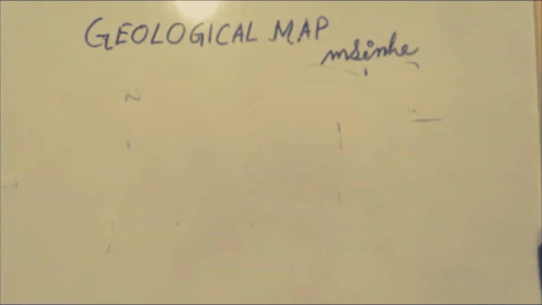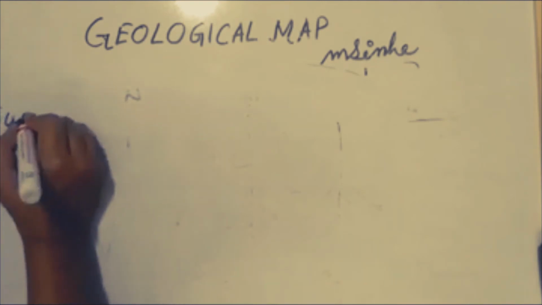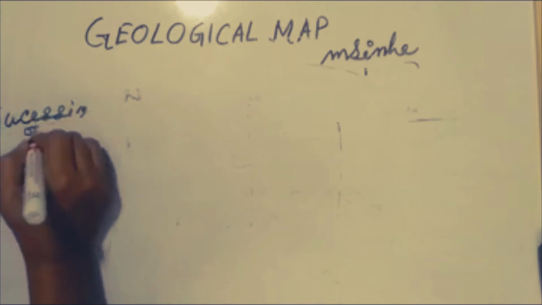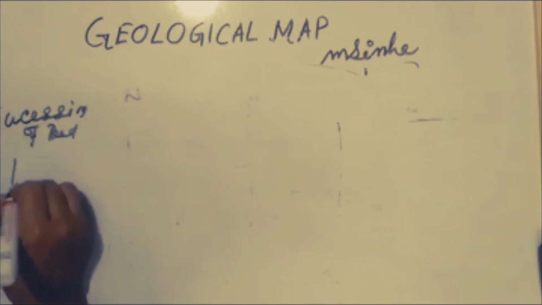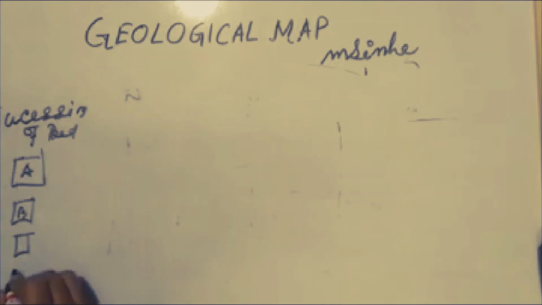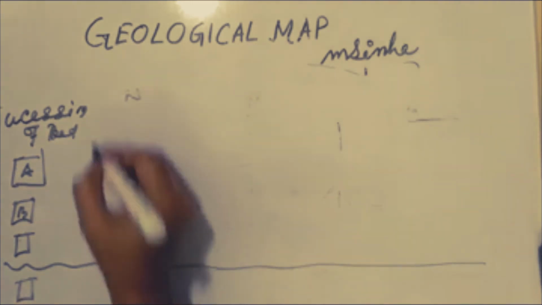For a geological map, from the left-hand side I am starting the succession of beds. Suppose bed 1, bed 2, bed 3, and so on. Then suppose a line of unconformity, then lots of beds. The second one is the amount of the dip.